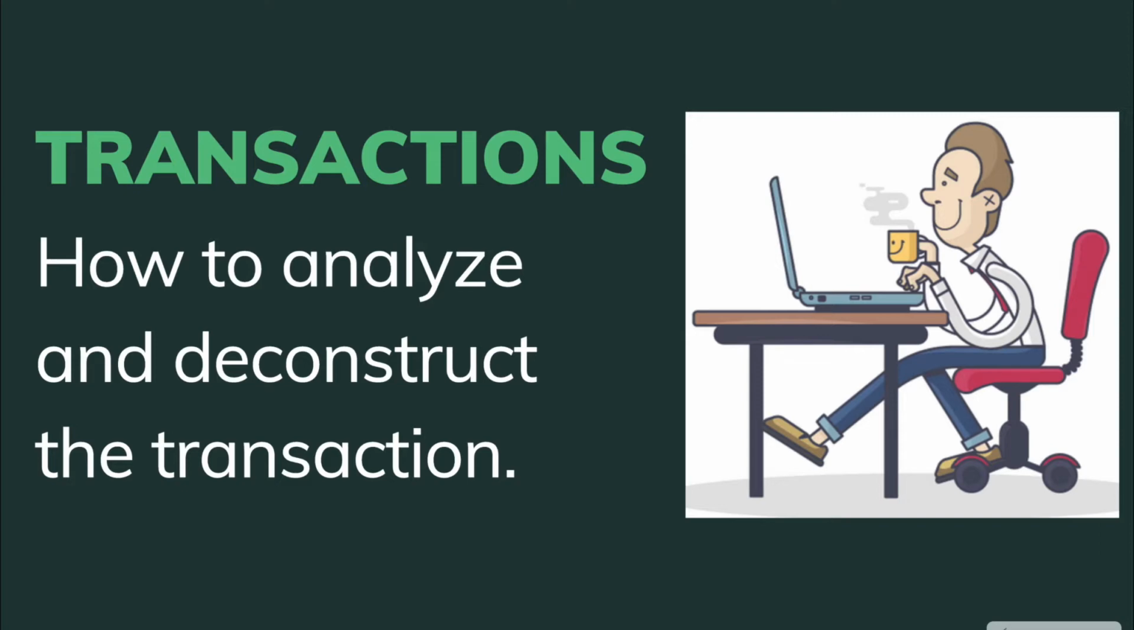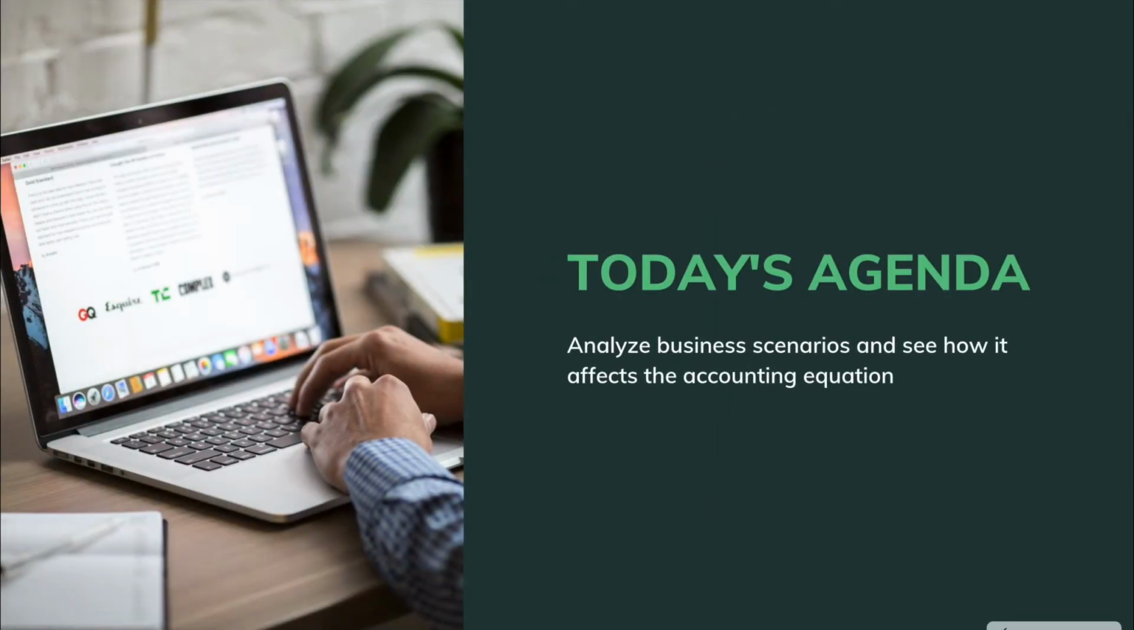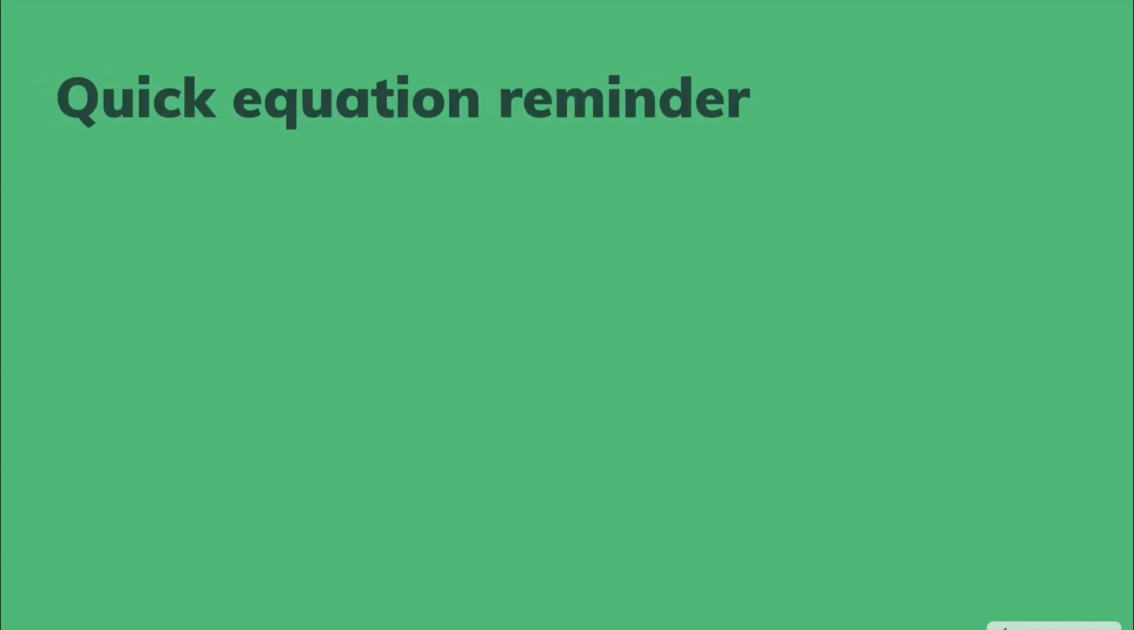So today we're going to talk about analyzing and deconstructing the transaction. We're going to see from an accounting perspective, whenever a transaction takes place, when there's a debit and a credit, what happens. So, to jump right in, today's agenda will be to analyze business scenarios and see how they affect the accounting equation. Now, let's actually look at the accounting equation.